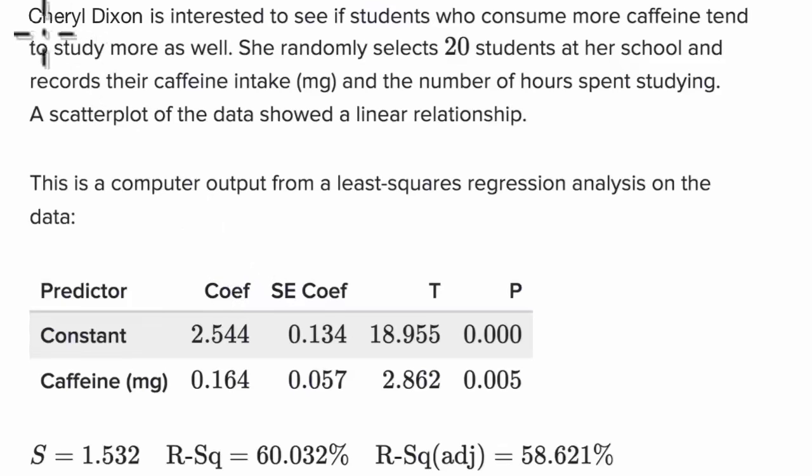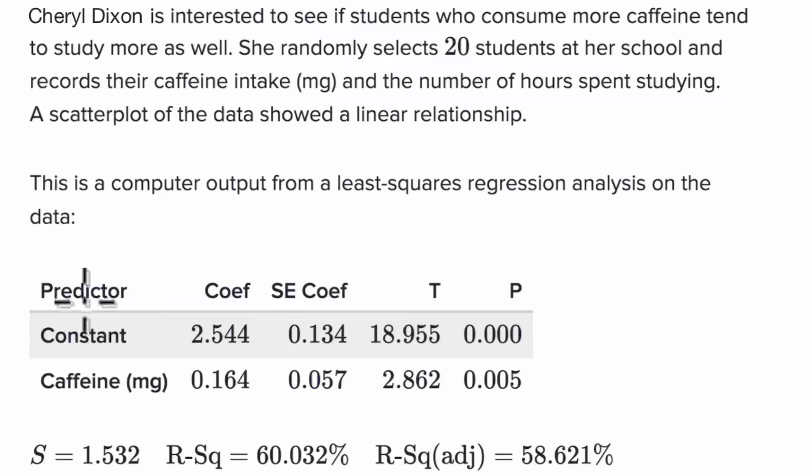So here it tells us Cheryl Dixon is interested to see if students who consume more caffeine tend to study more as well. She randomly selects 20 students at her school and records their caffeine intake in milligrams and the number of hours spent studying. A scatter plot of the data showed a linear relationship. This is a computer output from a least squares regression analysis on the data.